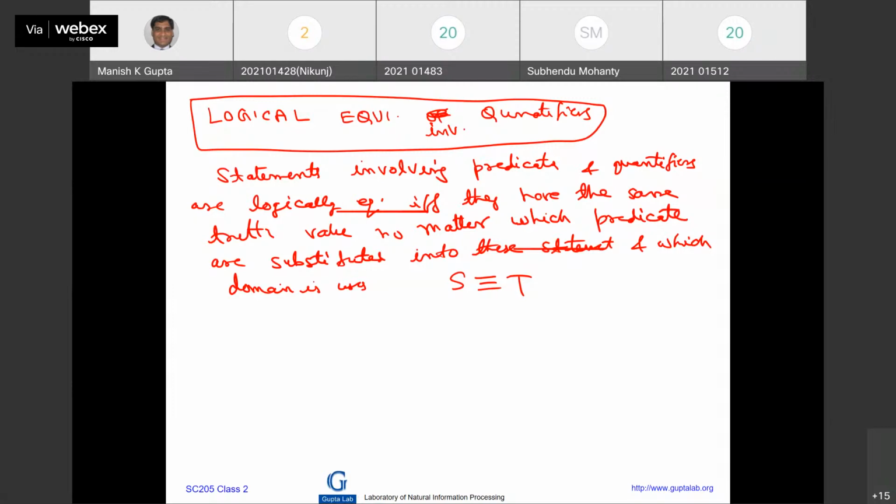So statements involving predicates and quantifiers are logically equivalent if and only if they have the same truth values, no matter which predicates are substituted into the statement and which domain is used, right? So let me give you an example now.